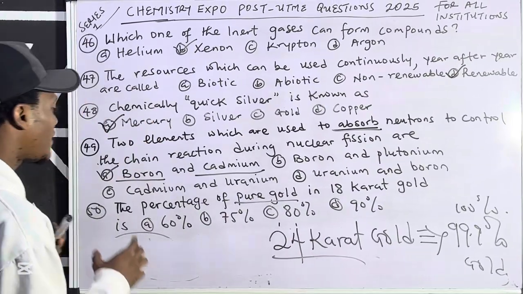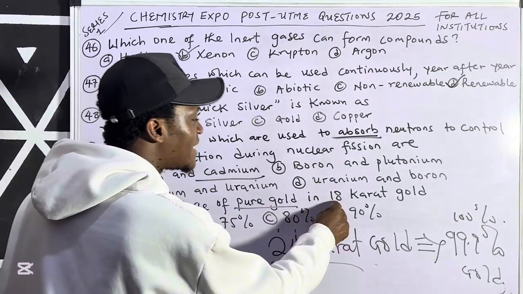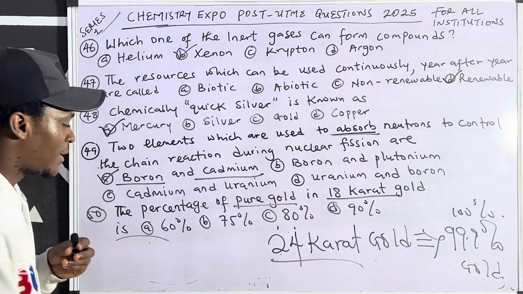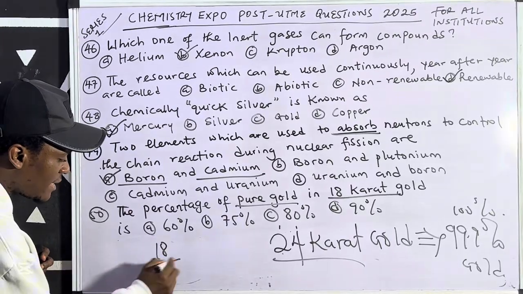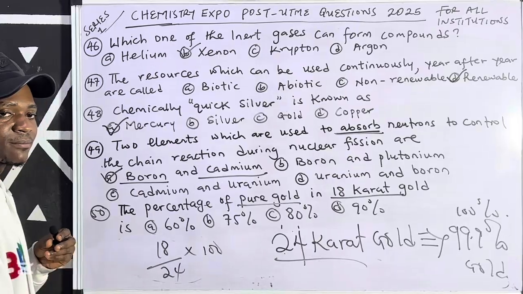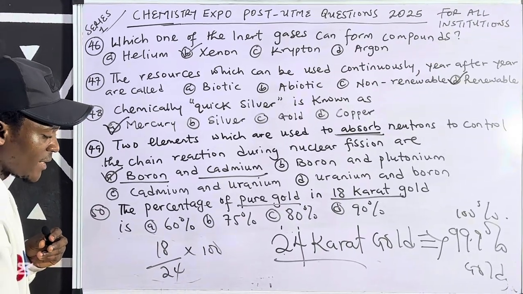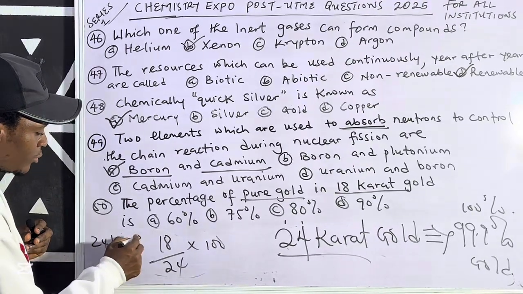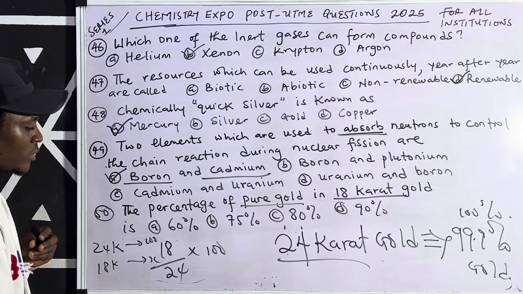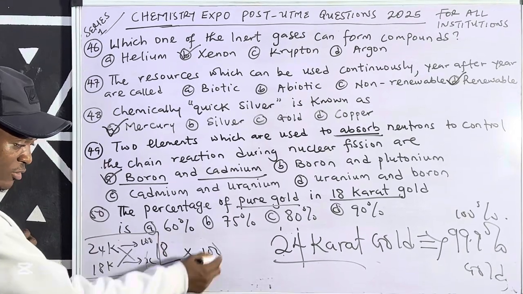So if they are asking us to find the percentage of pure gold in 18 karat, since this is the standard, we can easily obtain it. How? 18 karat should be 18 over 24, being the exact standard, times 100. So from here we can easily obtain our answer. If 24 karat is equivalent to 100%, then what should 18 karat be equivalent to? When you cross multiply, you can use this normal linear pattern. It will still result in this.